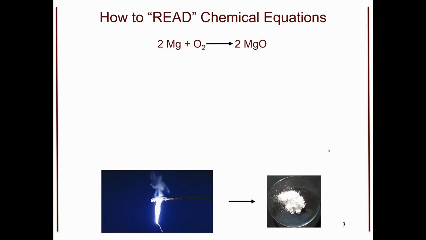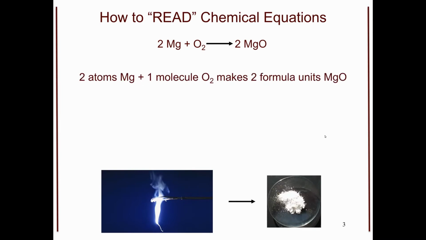So how do we read chemical equations? Well, as you can see, I have 2Mg plus O2 yields 2MgO. But what does that really mean to us? Well, we can say that we have two atoms of magnesium plus one molecule of O2 makes two formula units of MgO. So let's really talk about some of the words that are in there.